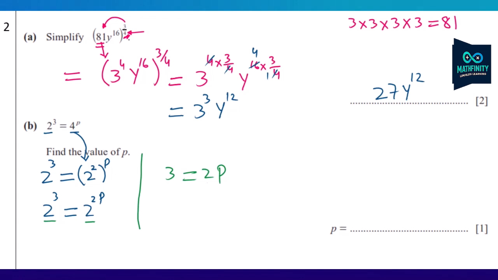When you will shift this 2 from p to the other side, you have to divide, because 2 is multiplying with p. So we will write this. You can write 3 by 2, or you can write 1.5, or in the form of mixed number. All answers will be acceptable. Okay.